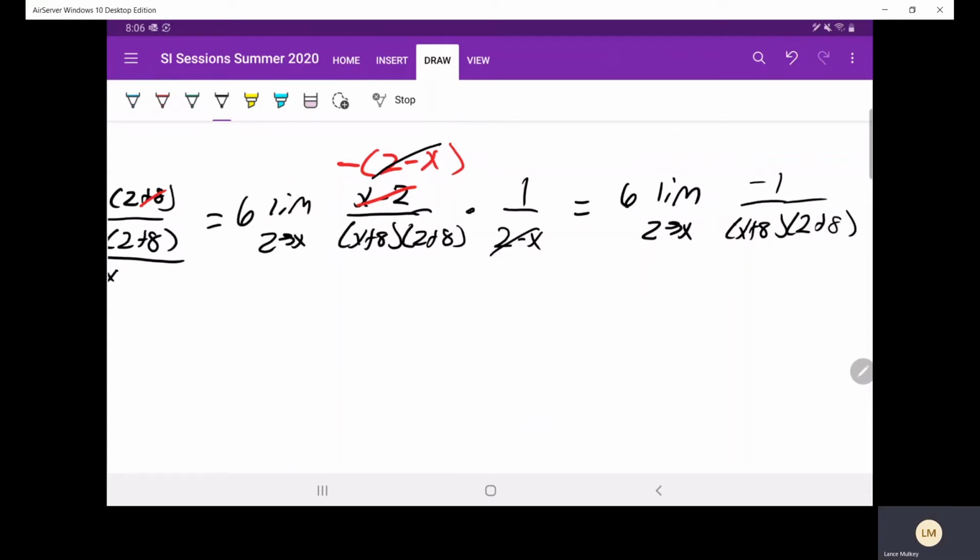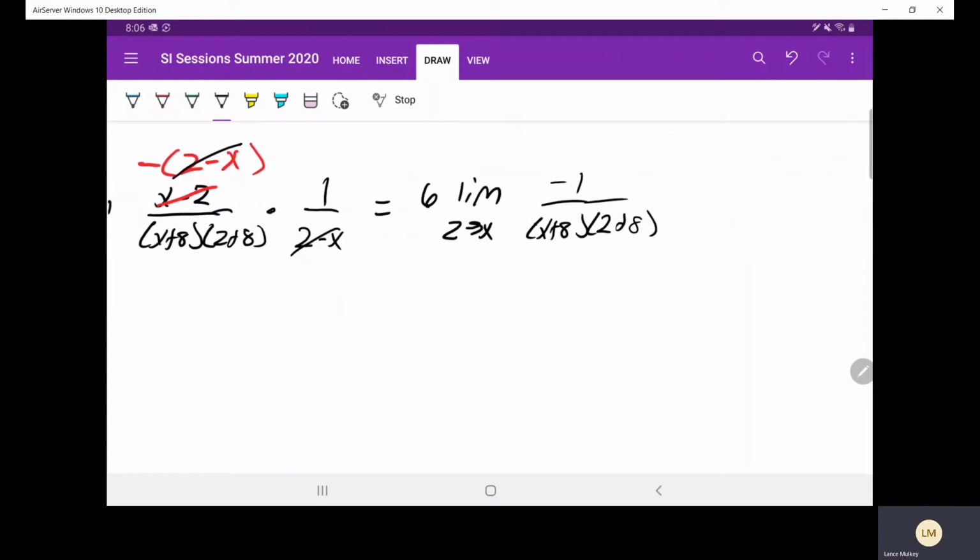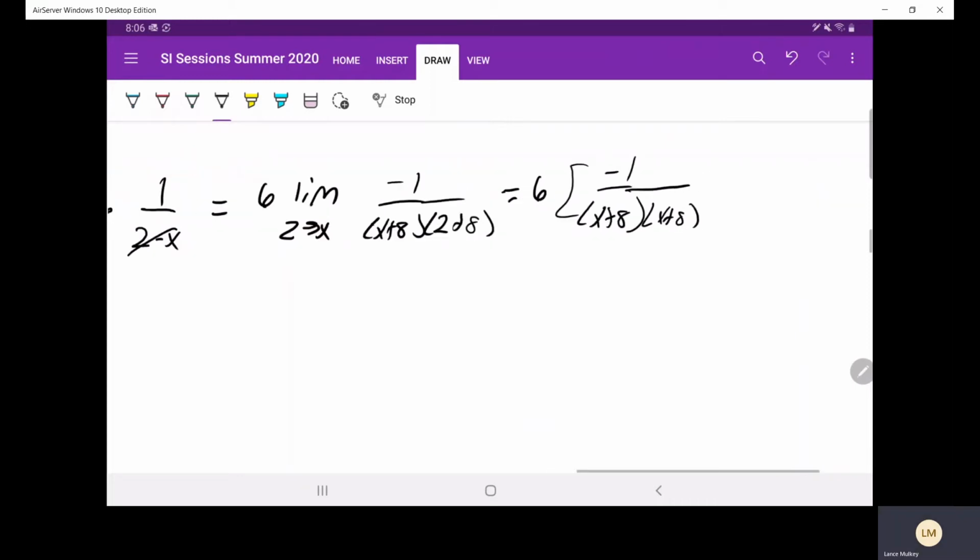Leaving you with this right here. Now, what we do with the limit, everywhere we see a z, we plug in an x. 6 times negative 1 over x plus 8 times x plus 8, which equals negative 6 over x plus 8 squared.